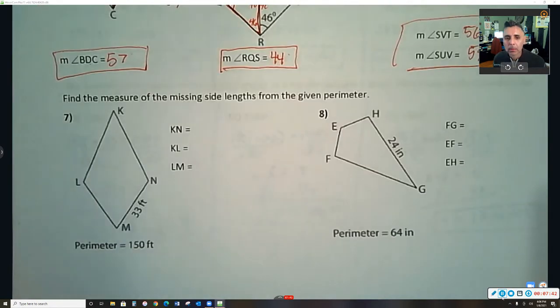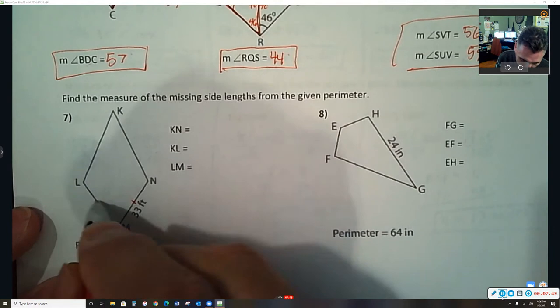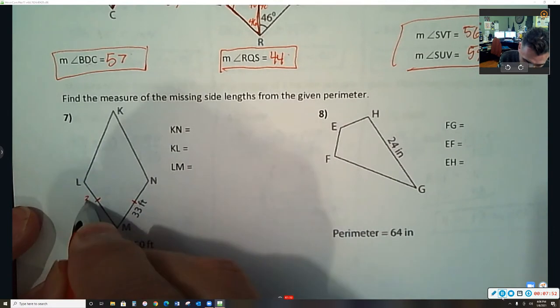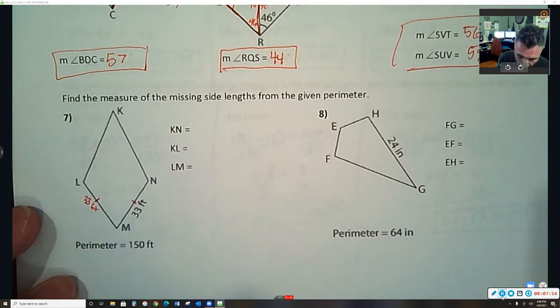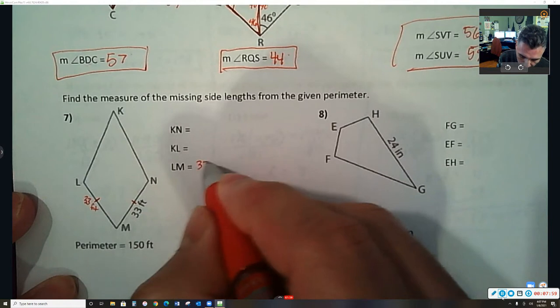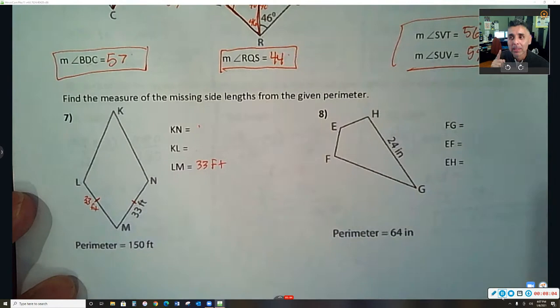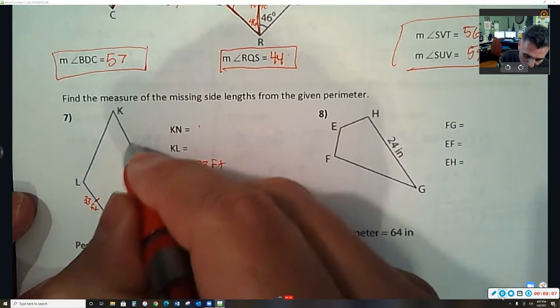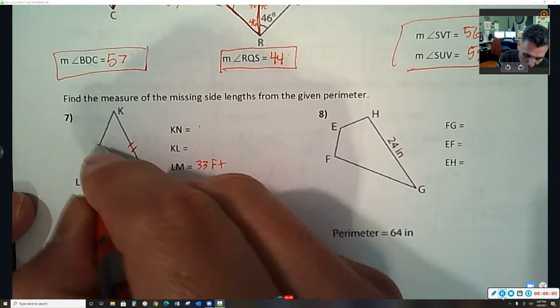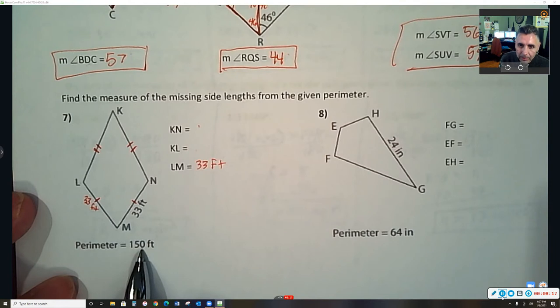And then the last two problems deal with the side lengths and not necessarily the angles. So again, a second ago I showed you these two sides are equal. So I know right away this side is 33 feet. Okay. So LM is 33 feet. Now, I don't know what these two are yet, but I know it's the same number. I know whatever this side is equal to this side. Okay? Now I'm going to use the information that's given to me. The perimeter is 150.